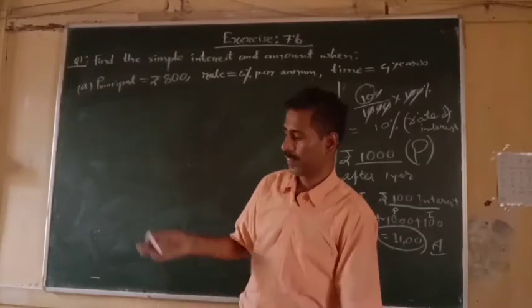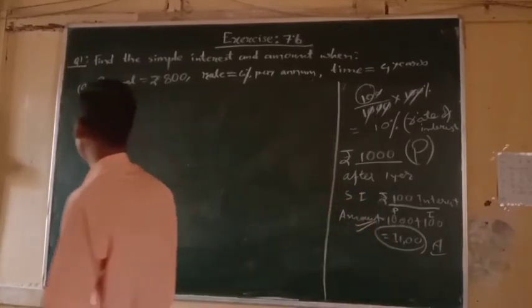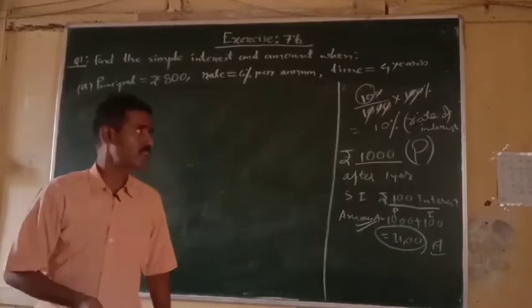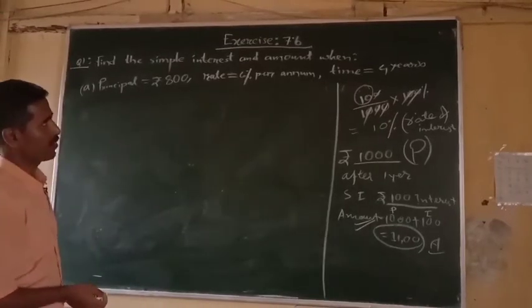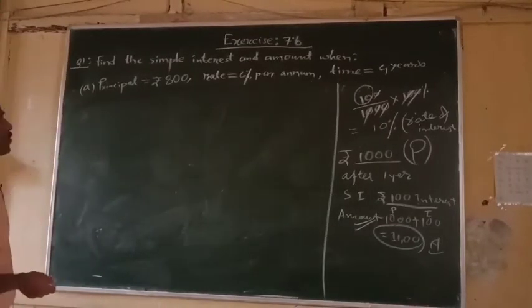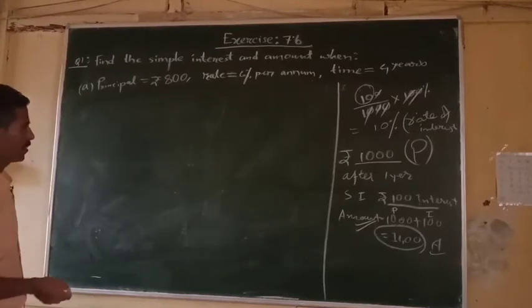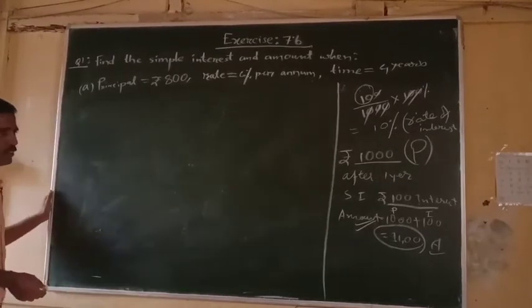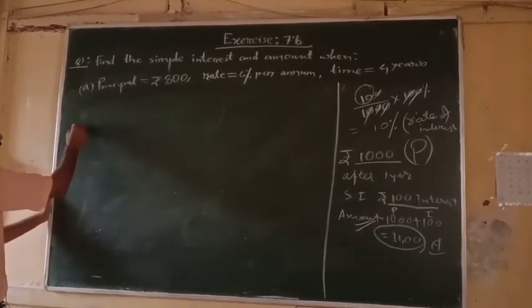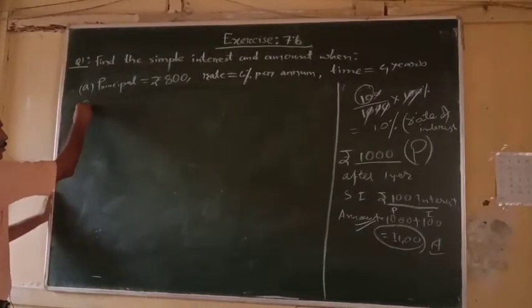Now let us proceed to solve the question. Our question is: find the simple interest and amount when principal is rupees 800, rate is 6% per annum, time is given 4 years. So it's very simple. Solution.